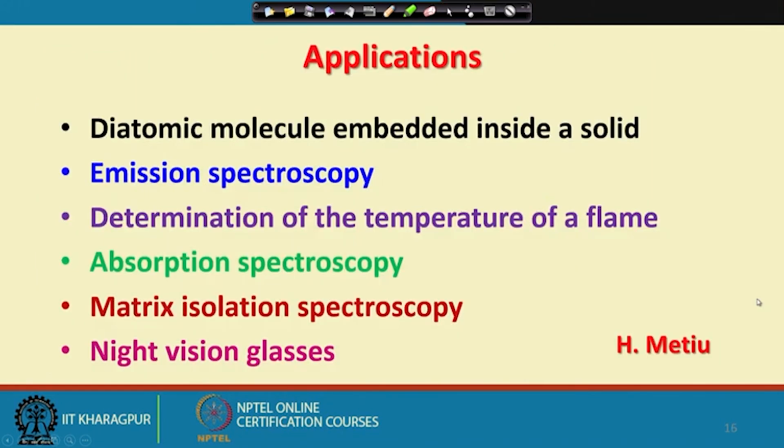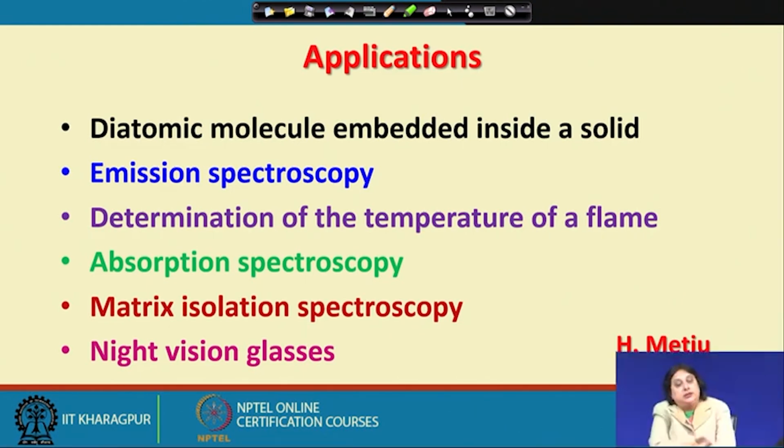And the applications of such very simple ideas about the temperature dependent population of the energy states in a canonical ensemble have been discussed very nicely by Horia Metiu in his book on statistical mechanics, and I would encourage you to go back and read a little bit about how one can find out the temperature of a flame, or interpret emission spectroscopy and absorption spectroscopy as a function of temperature, or even design things like night vision glasses, which are rather exotic, but have this principle at the core.